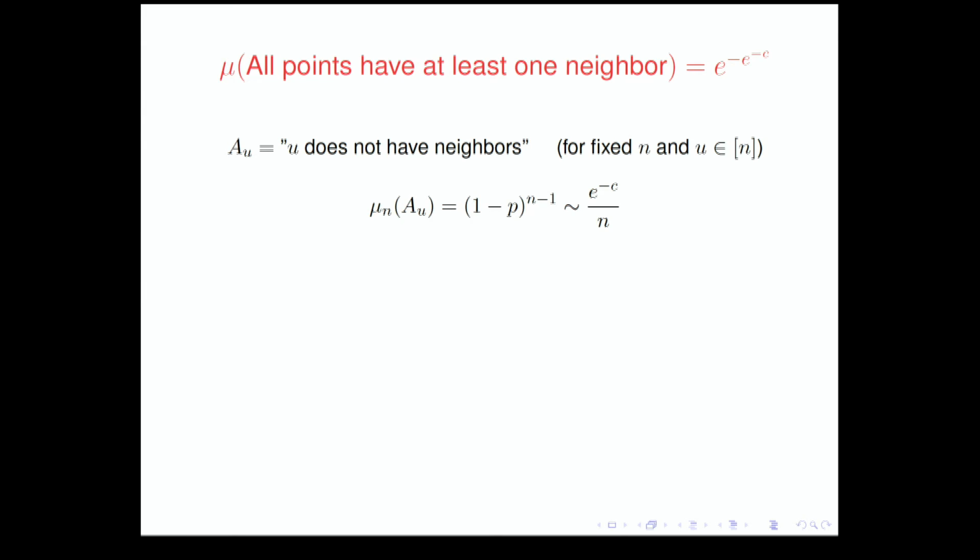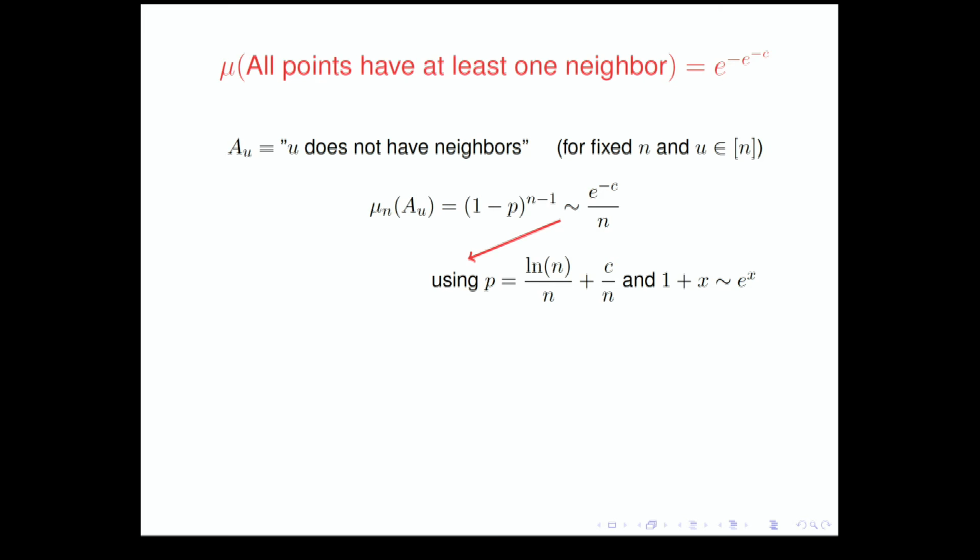So how do we prove that? Let's look at the event, for fixed n and u, that u does not have neighbors, and this is again this quantity. It's 1 minus p to the rest of neighbors by independence. Now if you plug the expression into this p, and you use the usual approximation when x is small, which is the case because p is small. Remember, n goes to infinity. Then you plug this in and you get this quantity.